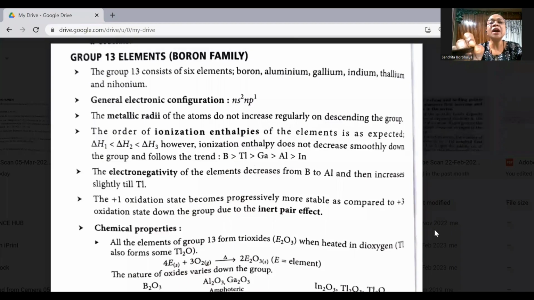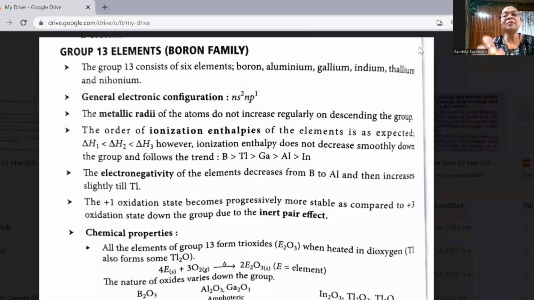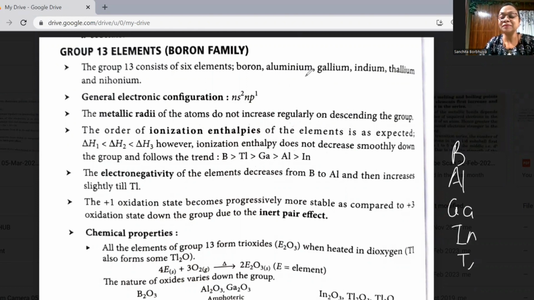So let us start. The elements of group 13 are boron, aluminum, gallium, indium, thallium, and nihonium. Let us get you some shortcuts to remember this table. Boron, aluminum, gallium, indium, thallium, and nihonium. These are the elements of group 13, the boron family.